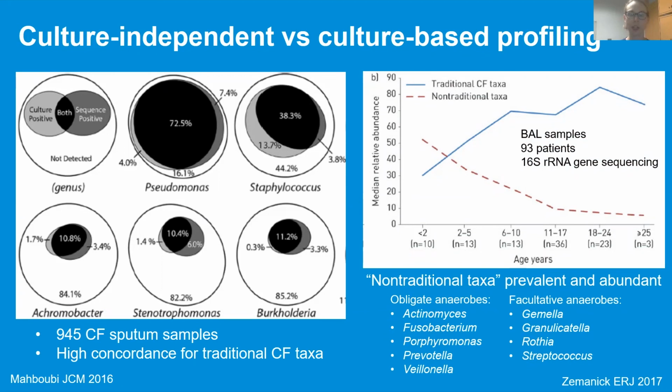This figure shows the age-related median relative abundances of traditional CF taxa compared to non-CF taxa in BAL samples from 93 patients based on 16S rRNA gene sequencing. You can see that relative abundances of non-traditional CF taxa, mostly anaerobes, is highest in younger children, then declines as traditional CF taxa increase in relative abundance throughout childhood and early adulthood. And these changes parallel the decline in lung function that's seen over the same time frame.